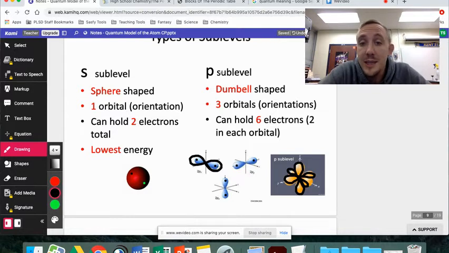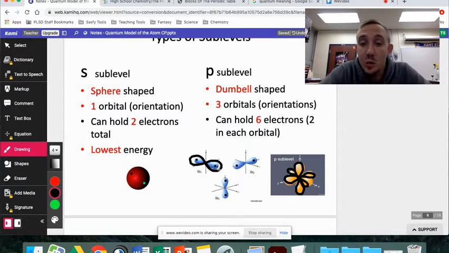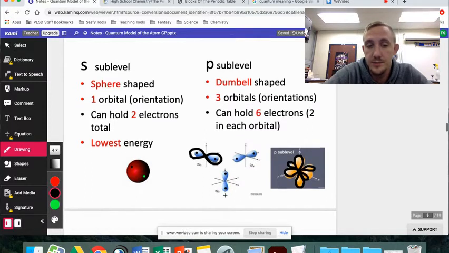And then the P sublevel, it's a dumbbell shape, which you can see. It kind of looks like a dumbbell that you lift at the gym. It has 3 orbitals, which we see here. They're on different axes, and it can hold 6 electrons. And I show you an electron being held in each of those orbitals.